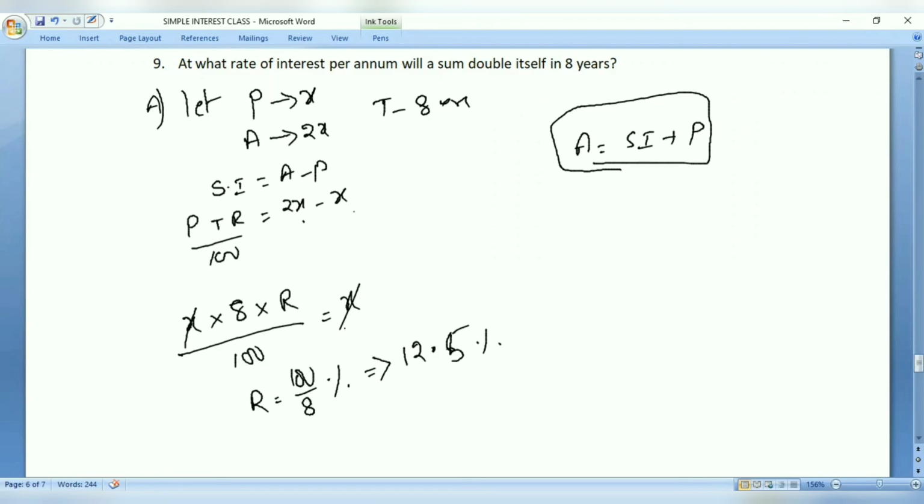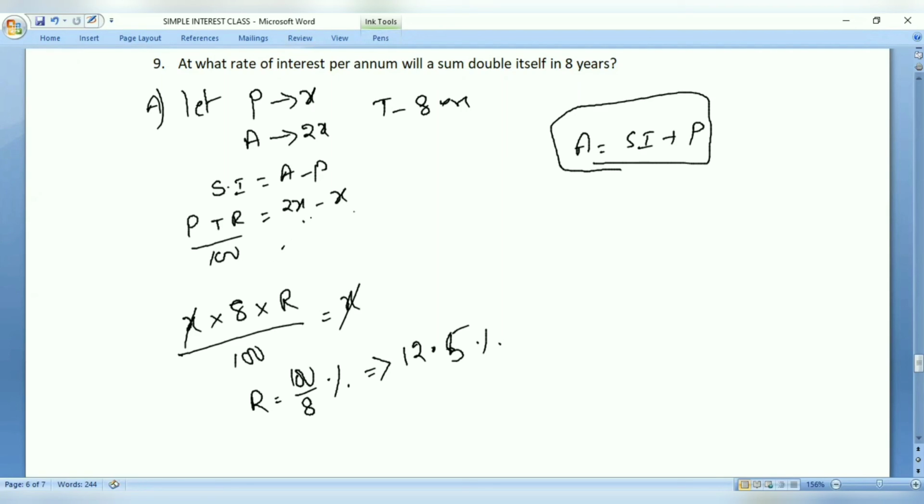So here the problem is very simple. They have given you some principal and they are saying it will amount to double in 8 years. Now to become that, what is the rate that has to be applicable? That we need to calculate. So we have taken principal as X and amount as 2X. Time period is given to us. We have the formula amount equals principal plus simple interest. With this, simple interest is equal to amount minus principal. So we have calculated and we observed the value as 12.5.